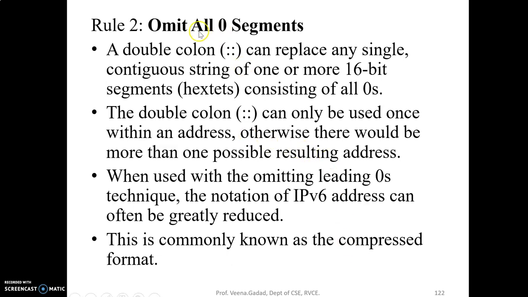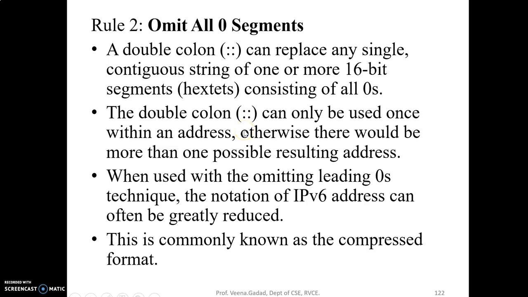The second rule is that you can omit an all-zero segment and replace it with a double colon. A double colon can replace any single continuous string of one or more 16-bit segments consisting of all zeros. However, there is one restriction on it. If you have many such occurrences, you cannot replace all of them with a double colon. You can use it only once.